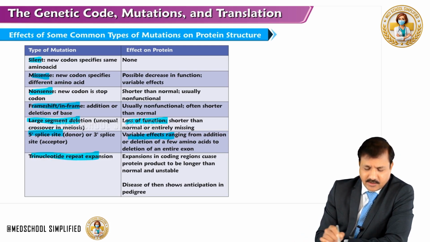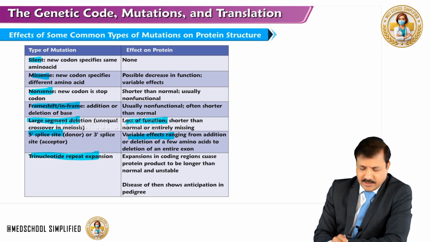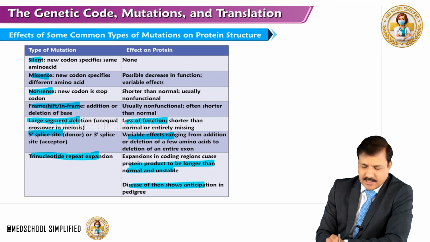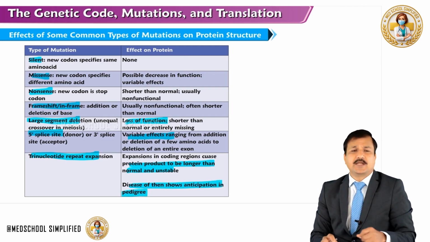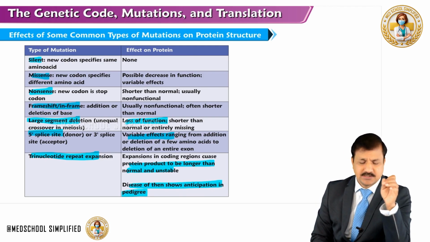And then we have trinucleotide repeat expansions. Here, expansion in the coding region causes the protein product to be longer than normal and it is usually unstable. The disease then shows anticipation in the pedigree. That's what a trinucleotide expansion is.